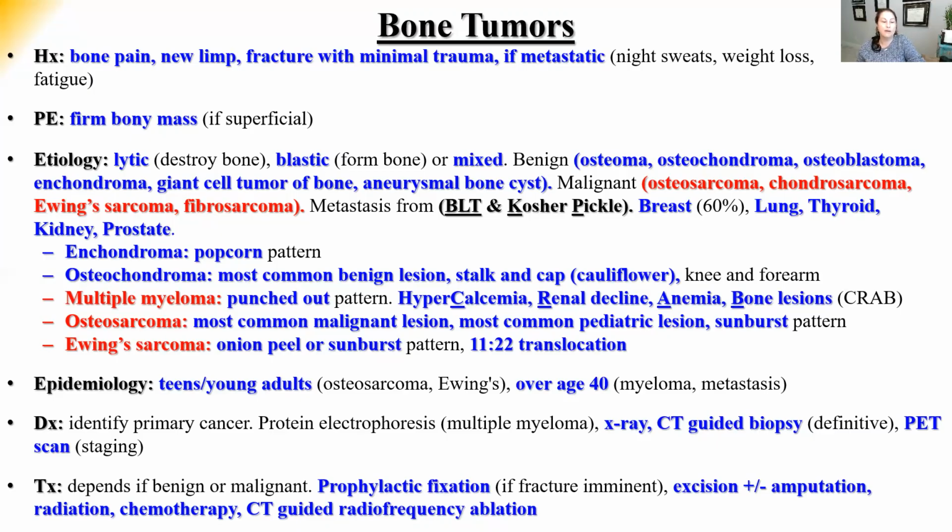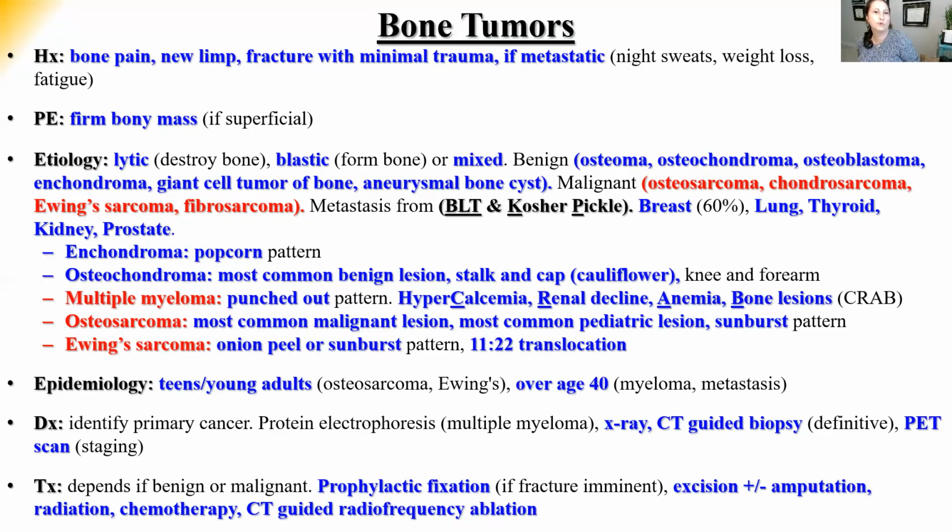Osteosarcoma is the most common malignant lesion. This is going to be in pediatrics typically, and it has a sunburst type of pattern. Ewing sarcoma is going to have an onion peel or a sunburst pattern. And then this one is associated with an 11;22 chromosomal translocation. So all of this stuff that we're talking about here is really good fodder for board questions. We see a presence of teen and young adults for osteosarcoma and Ewing's, and then over age 40 is typically going to be multiple myeloma and metastatic forms of cancer.